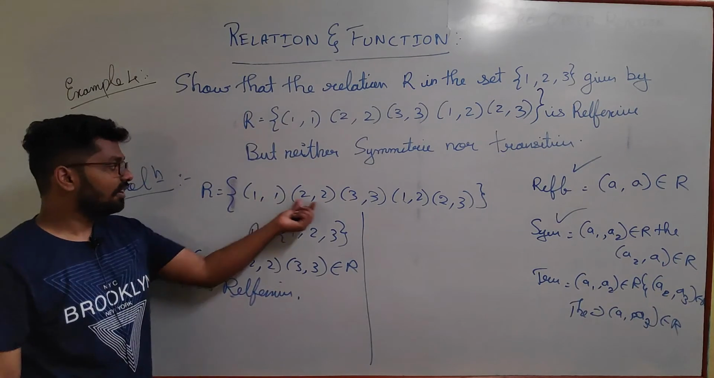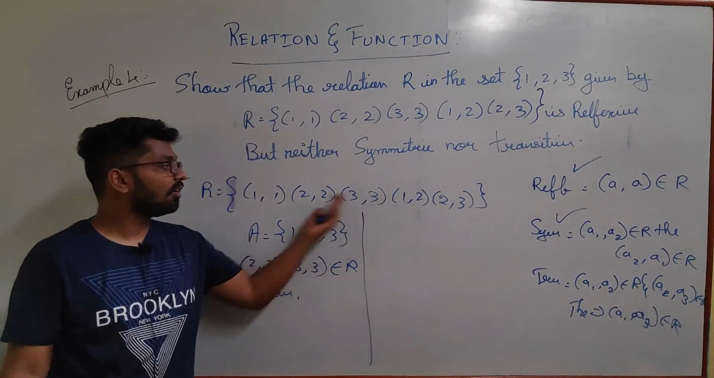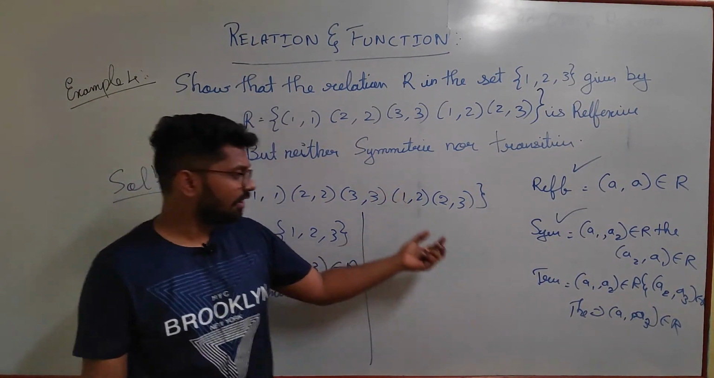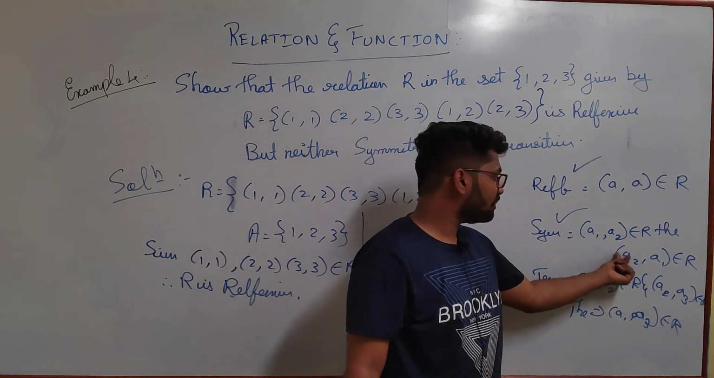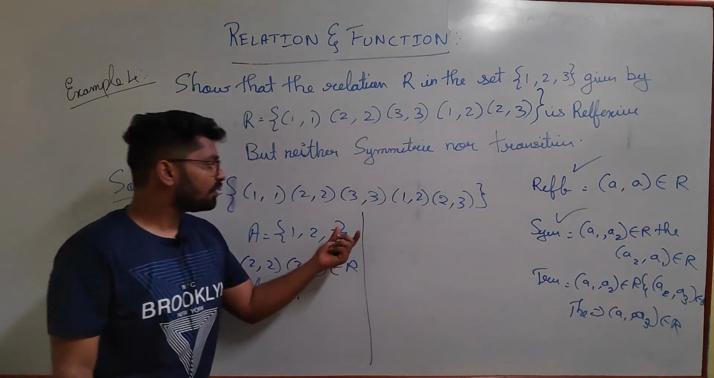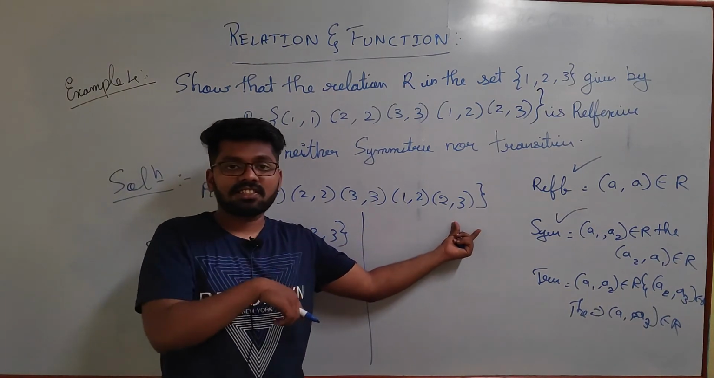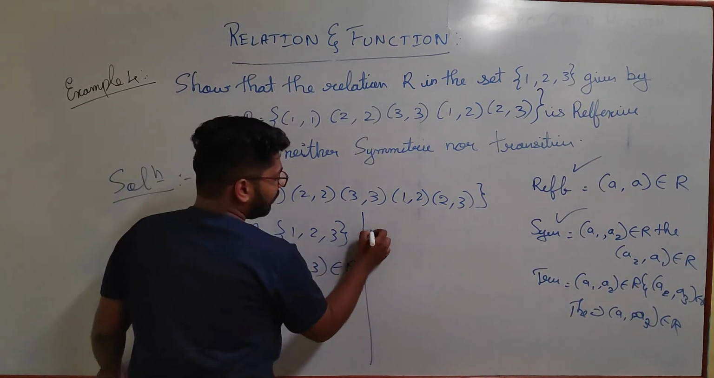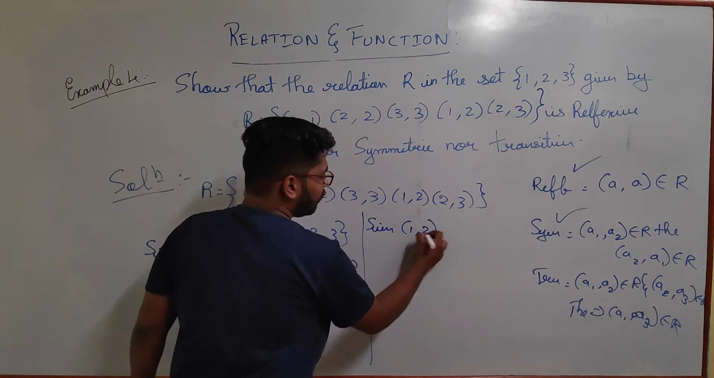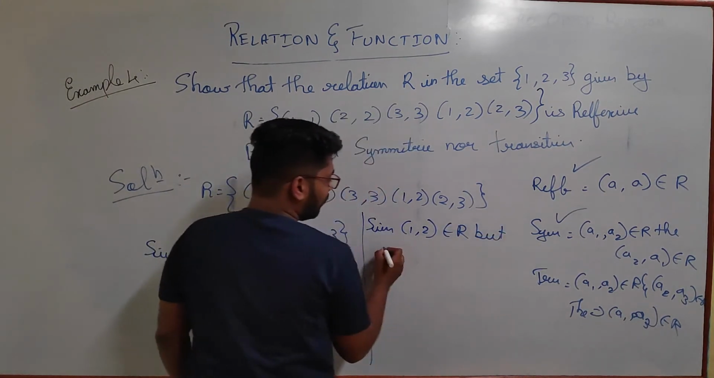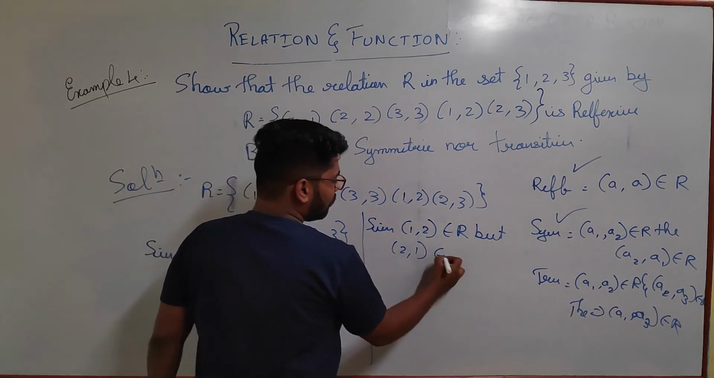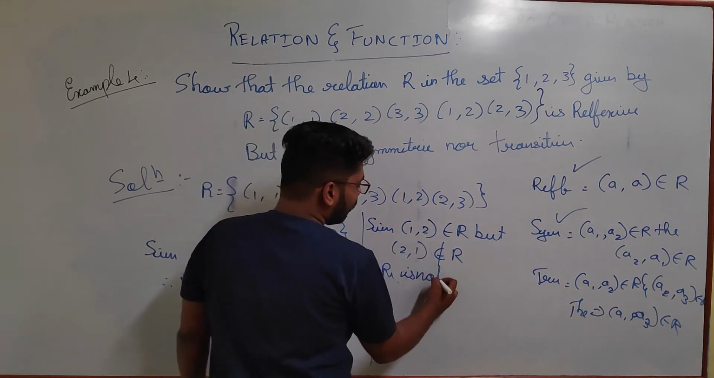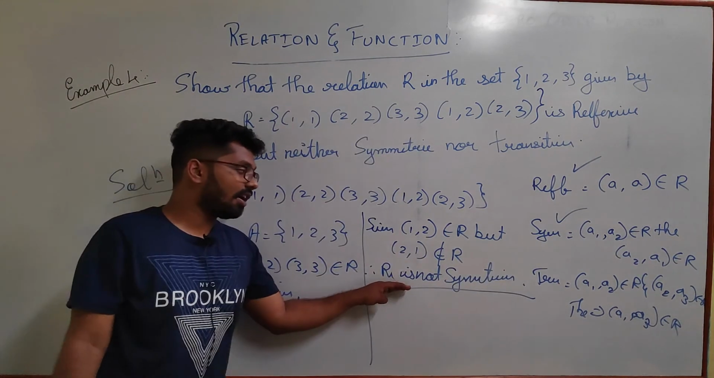Now let us check the second one, symmetric. Okay, so (1,1), (2,2), (3,3) are now thrown out, ignore them, and let's just see here. (1,2) is there. What this states is, if (1,2) is there, (2,1) should also be there. So if you see here, (1,2) is there, does (2,1) exist here? No, there is no existence of (2,1). So how are we going to write? Since (1,2) belongs to R, but (2,1) does not belong to R, therefore R is not symmetric. Understood?